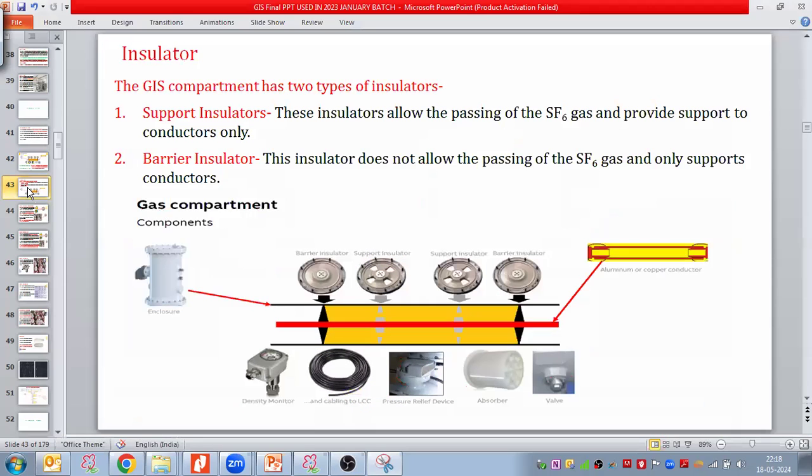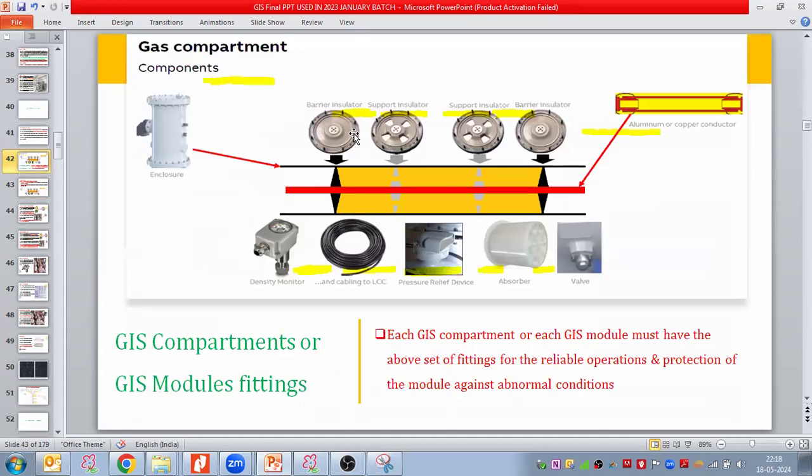Okay, so support insulators. These insulators allow the passing of the gas and provide support to the conductors only. Then we have the barrier insulators. These insulators do not allow the passing of the gas. It is for this reason that we call them barrier insulators, and they also support the conductors. So this is about the support insulators that we are using, which we have discussed.